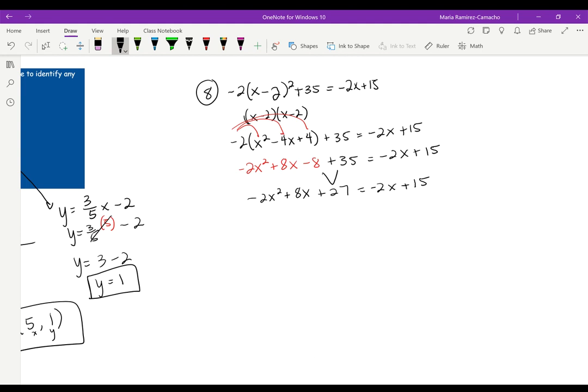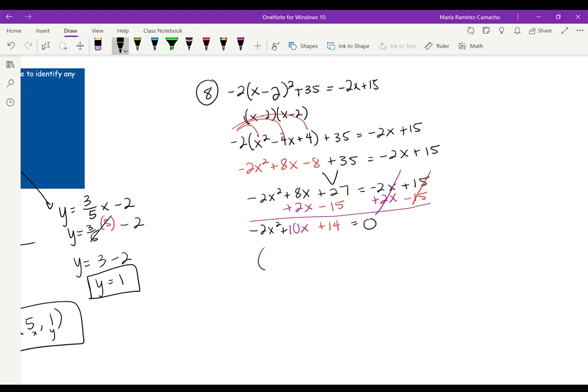And I have this quadratic. I want to get all terms on one side. So we'll add the 2x over to both sides, and then in the same step, we'll subtract 15 from both sides. So what we've got now is negative 2x squared plus 10x plus 14 equals 0.